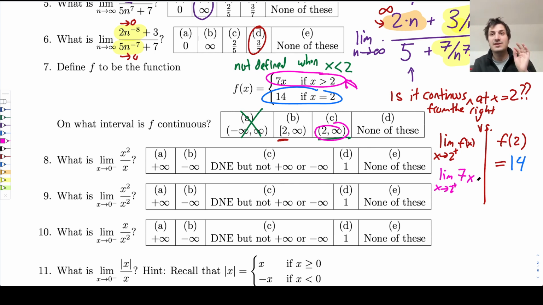And to do the limit of 7x, you can just plug in. So we plug in, and we get 7 times 2, and 7 times 2 is 14. So the limit of this function is 14, which came from this pink branch, 7 times 2. And the value of the function is 14 on this blue branch. And because those two things are equal, the function is continuous at x equals 2. And therefore, the correct answer is B.